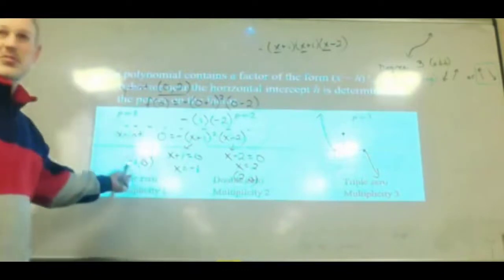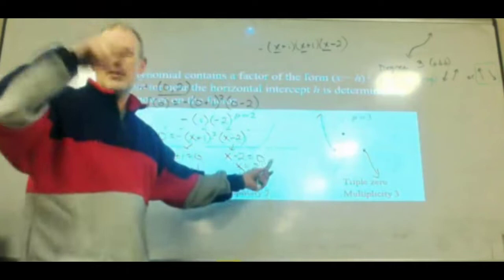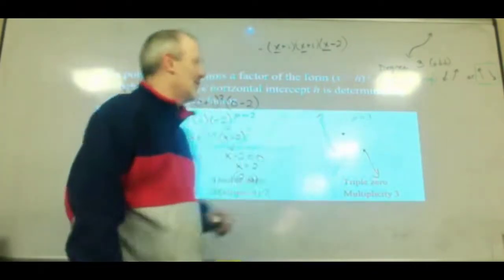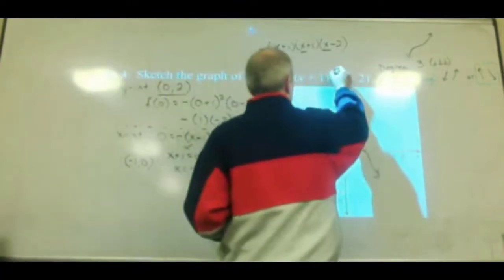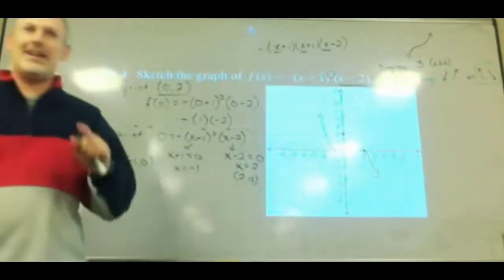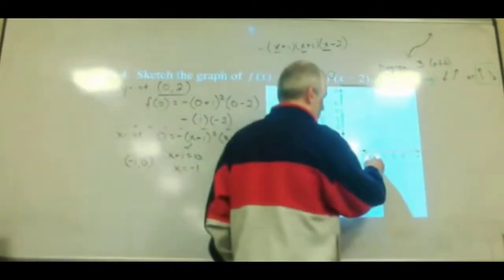Remember, if the multiplicity is 1, it just goes through. If the multiplicity is 2, it kind of bounces. I mean, it doesn't really bounce, but it just touches and goes back. If the multiplicity is 3, it does that kind of S-curve. So notice where our multiplicity is. Let's start with the easy one. That one is the 0 at x equals 2, right? That means at x equals 2, it's just going to go through.